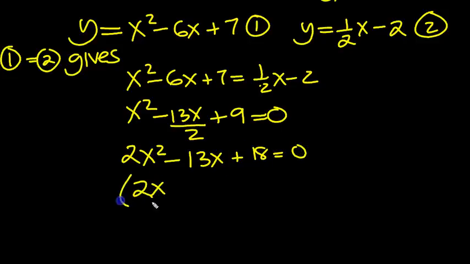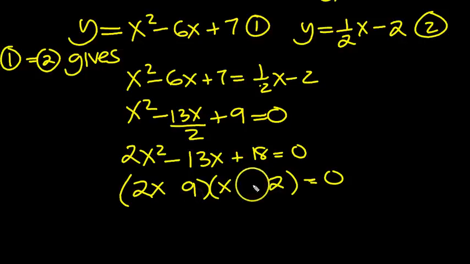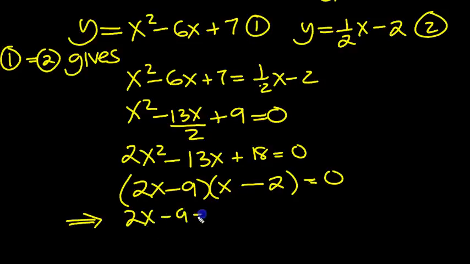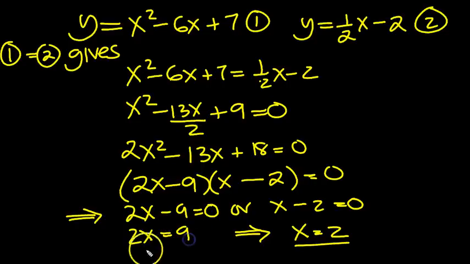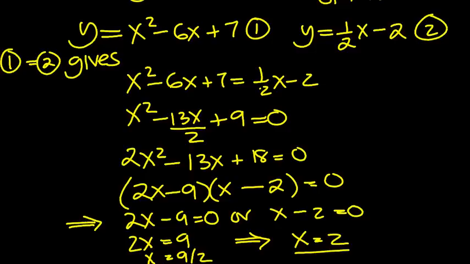Let's see if we can factorize it, which we certainly hope we can. That's an x. Now, 2 and 9, that should give 13, shouldn't it? Minus and a minus. That looks good. So here, 2x minus 9 equals 0. Or x minus 2 equals 0. So we can see what the x values are. This one will give x equals 2. And this one, 2x equals 9, and x equals 9 over 2. So there's our x coordinates for the values.